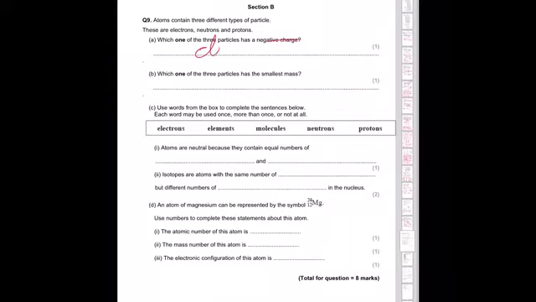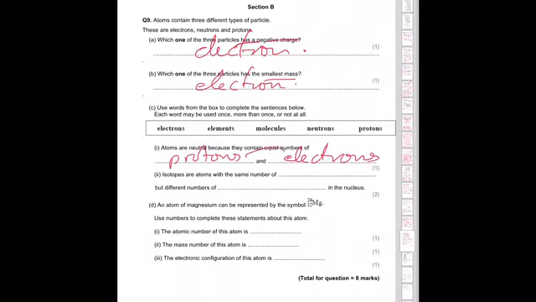So the first thing here is which one of the three particles in an atom is negative, and it's an electron, which is the smallest mass, and an electron again. So that sometimes unnerves people, and they think the answers have to change. Okay, atoms are neutral because they contain equal numbers of protons and electrons. Okay, could be electrons and protons, doesn't matter, but it's those two particles together.